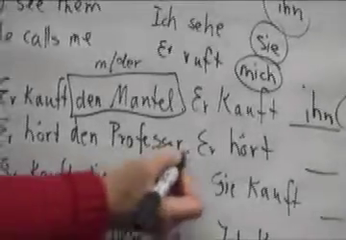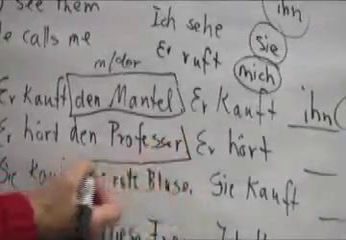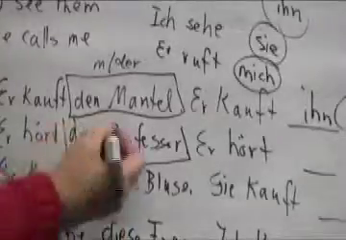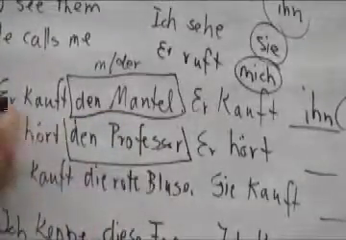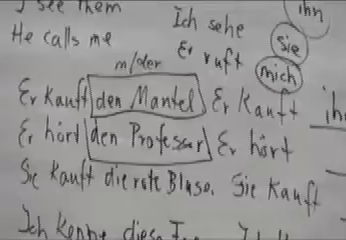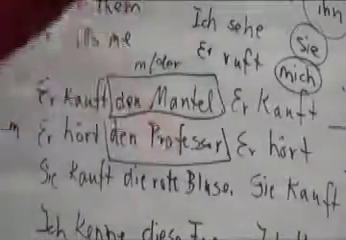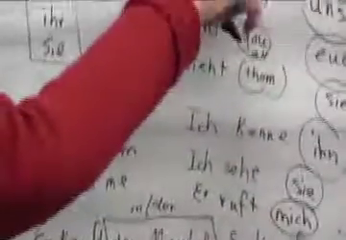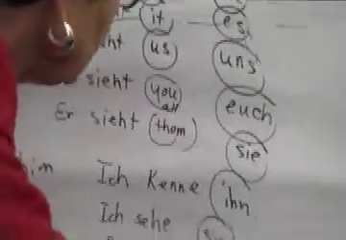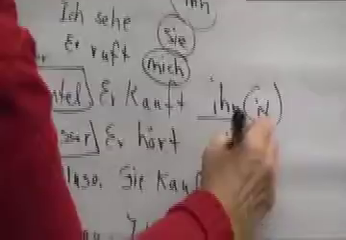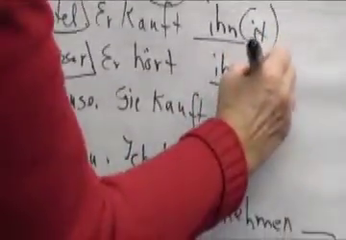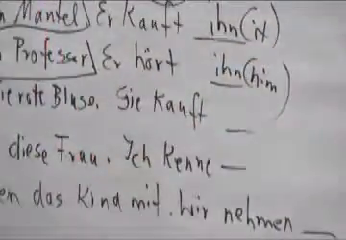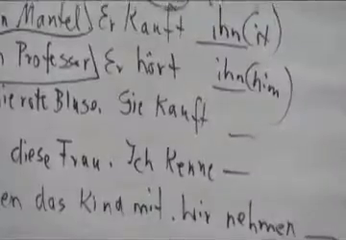Hört den Professor. Again, den Professor is a masculine noun, but here we have a person. So in English we say he hears him, right? And we know the him, where is it? It's up here. So hört ihn. And here the ihn means him, because we are talking about a person.